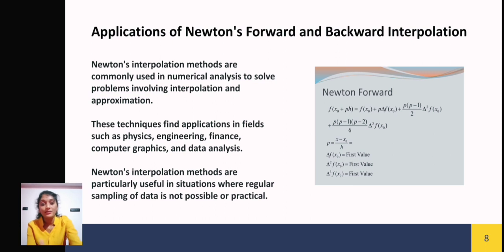So the next is applications. Newton's interpolation methods are commonly used in numerical analysis to solve problems involving interpolation and approximation. These techniques find applications in fields such as physics, engineering, finance, computer graphics, and data analysis. Newton's interpolation methods are particularly useful in situations where regular sampling of data is not possible or practical.